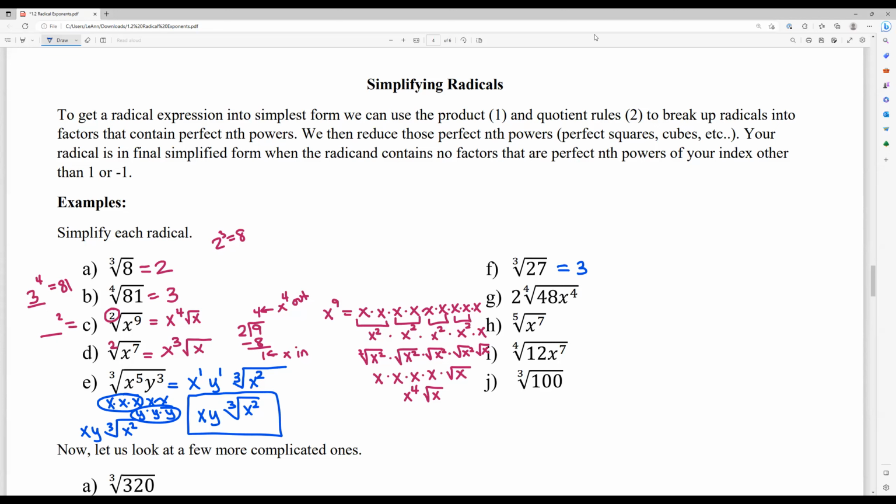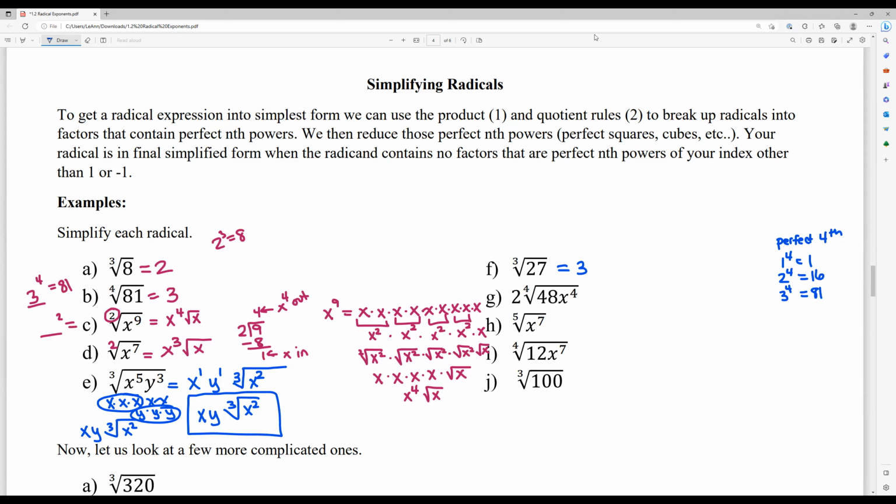Now, once we get to G, we have a problem with our number inside. It is not a perfect fourth. Perfect fourths, if we look over to the side, are things that when you raise a base to the fourth power, we get an answer. So 1 to the fourth is 1, 2 to the fourth is 16, because that's 2 times 2 times 2 times 2. 3 to the fourth is 81, and that's going to be too big for our number since our number is only a 48.